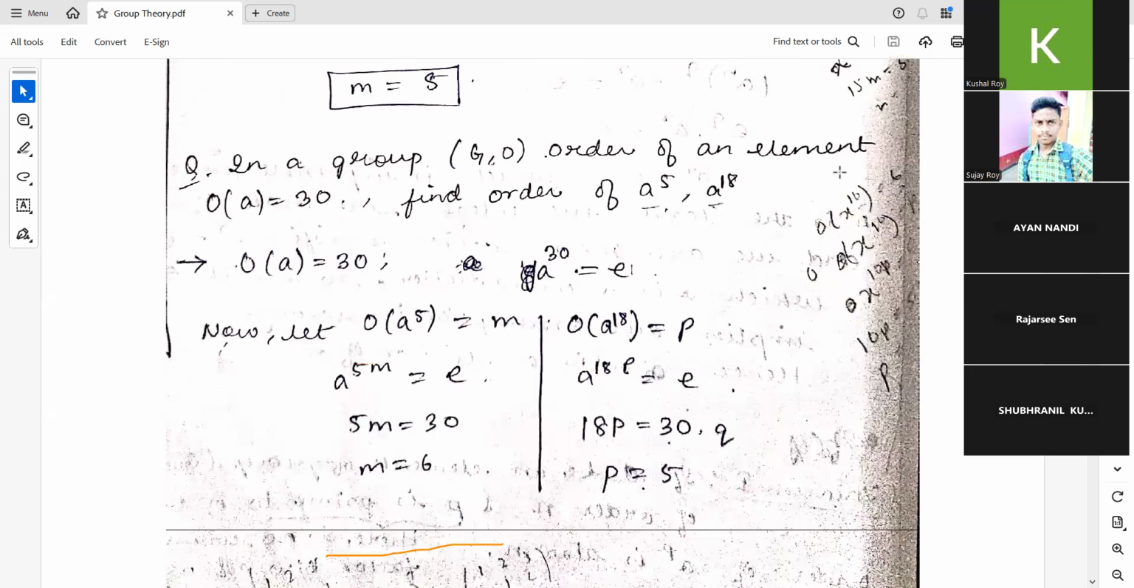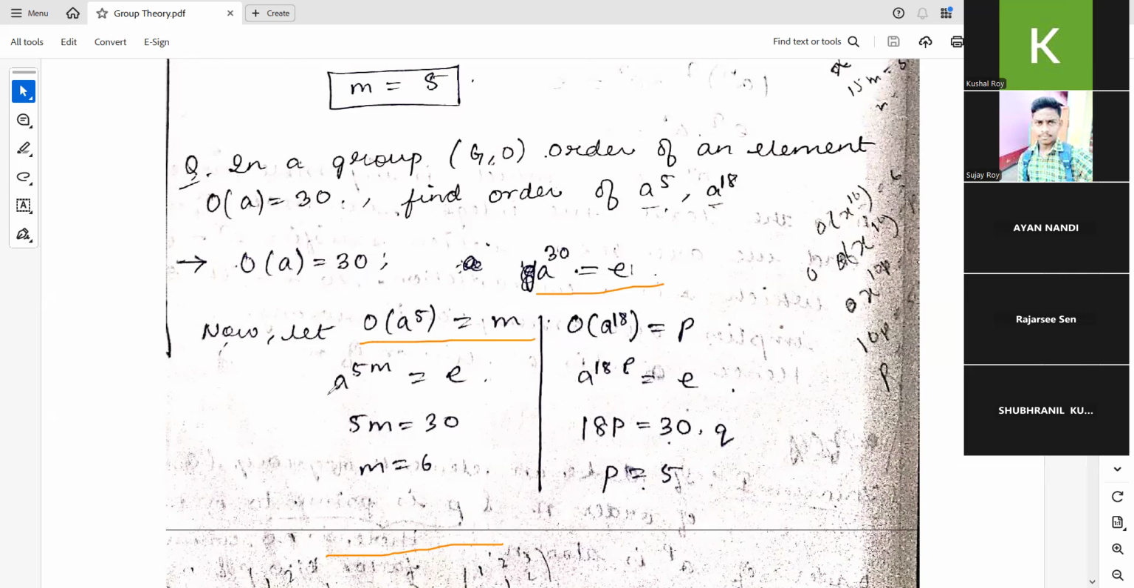So in a group G, the order of an element a is 30. We have to find the order of a to the power 5 and also a to the power 18. So since the order of a is 30, a to the power 30 is identity. Now a to the power 30 is identity means this a to the power 30 is e. Now the order of a to the power 5 is say m.